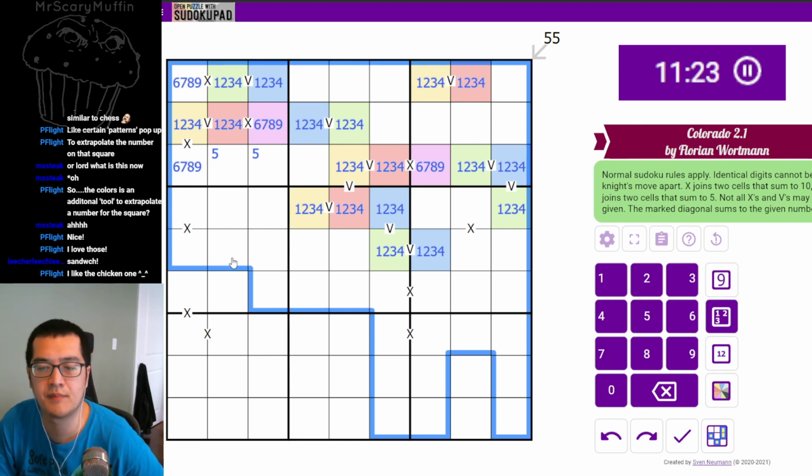Now here's an interesting thing about knight's move, for example. Because we know that the blue has to be one of these ones, we know blue can't be here, because blue will see this and this by knight's move. So this one actually can't be blue.